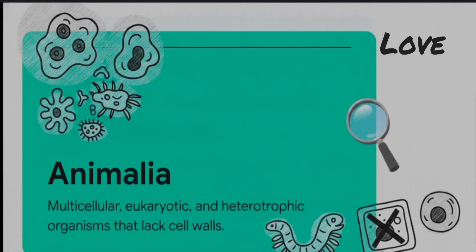But here is my favorite part. Unlike plants, animal cells completely lack cell walls. And that lack of a rigid cell wall is the literal reason animals are so wonderfully mobile. It's exactly why we can dance, or run, or fly.